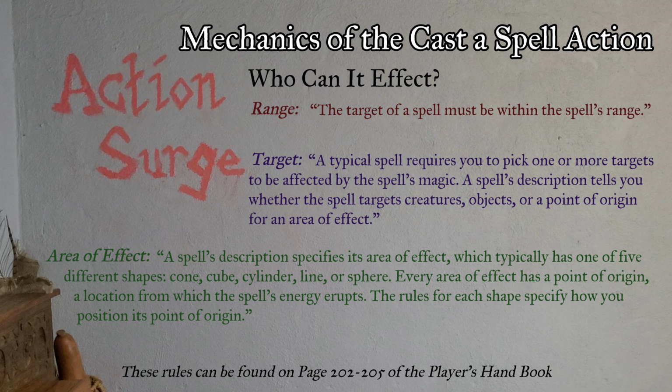A spell's description specifies its area of effect, which typically has one of 5 different shapes: a cone, a cube, a cylinder, a line, or a sphere. Every area of effect has a point of origin, a location from which the spell's energy erupts. The rules for each shape specify how you position its point of origin in comparison to the rest of the area of effect. Typically, a point of origin is a point in space, but some spells have an area whose origin is a creature or an object. Further specifics on the different shapes can be found on pages 204 and 205 of the Player's Handbook.